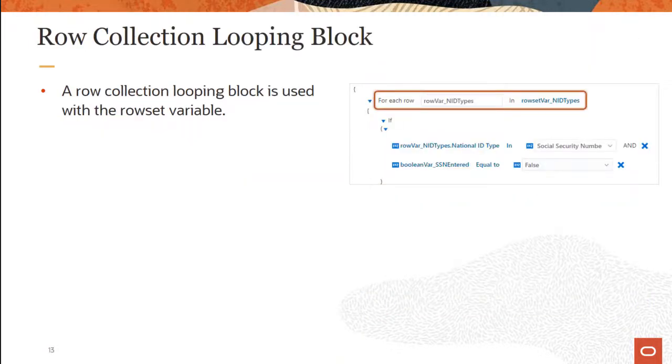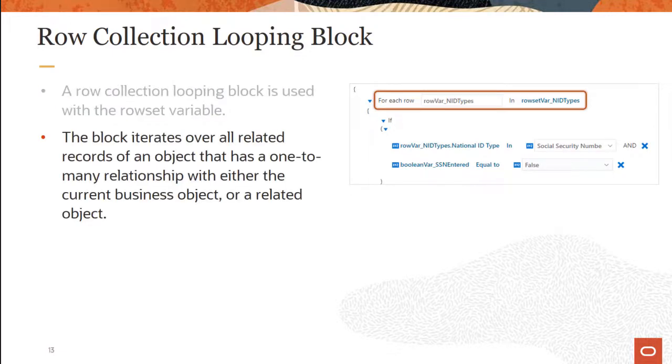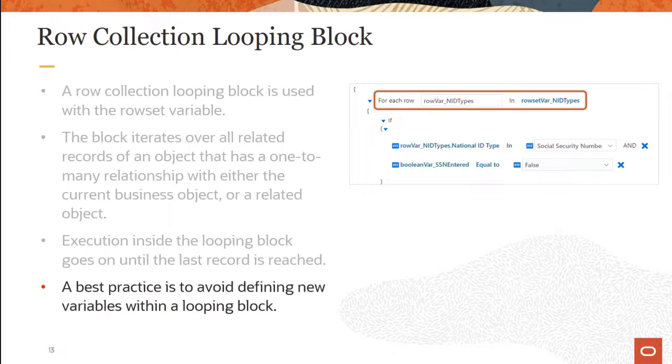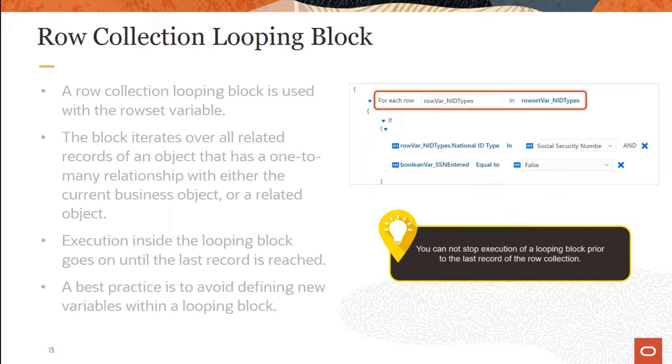A row collection looping block is used with the row set variable. All related records of an object that have a one-to-many relationship with either the current business object or related object are run by the block. Until the last record is reached, the execution inside the looping block will continue. A best practice is to avoid defining new variables within a looping block. It should be noted that there's no way to stop execution of a looping block prior to the last record of the row collection. However, you can use a Boolean variable to control the matching condition inside the loop and sample the variable state after exit of the loop to proceed with your logic.